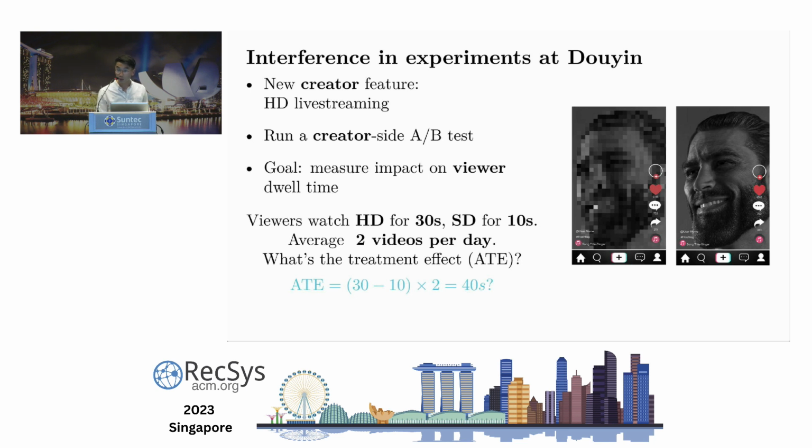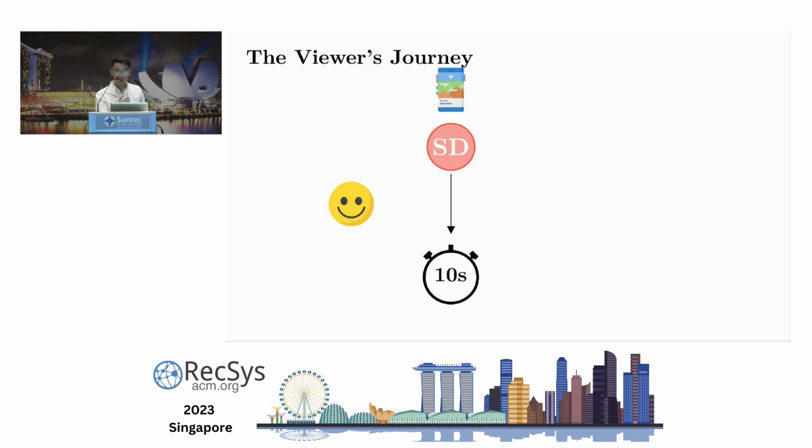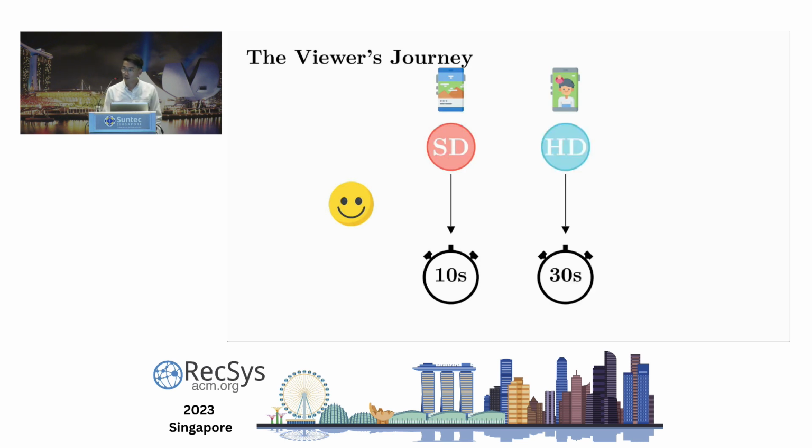This could be correct, and it might not be correct. We don't actually have enough information at this point to say whether that's true. So we should look in greater detail at how the process of experimentation is going to work here. From a viewer's perspective, the viewer arrives, you show them a video, and randomly, this video will either be from a standard definition or from a high definition streamer. They watch the video for a certain amount of time, and then they swipe to the next video. You see the next video, this time randomly it's high definition, they watch it for 30 seconds, and at this point they get tired and they leave the platform.